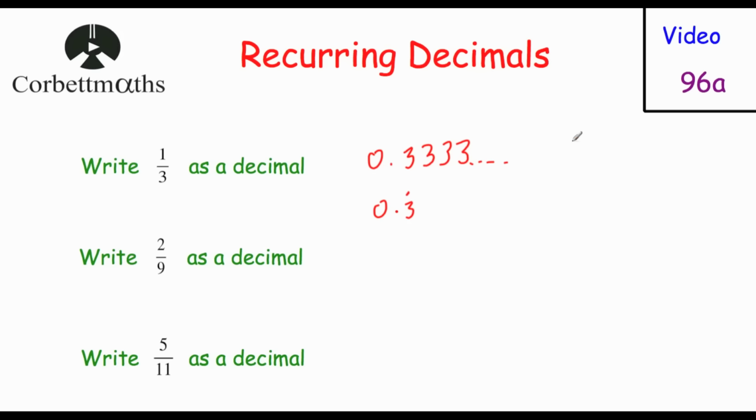So if, for instance, we had 2/3, if you've done 2 divided by 3 on your calculator, you will get 0.6666 and so on. Alternatively, it could be written as 0.6 with a little dot above it. And again, that just says that the 6 carries on.